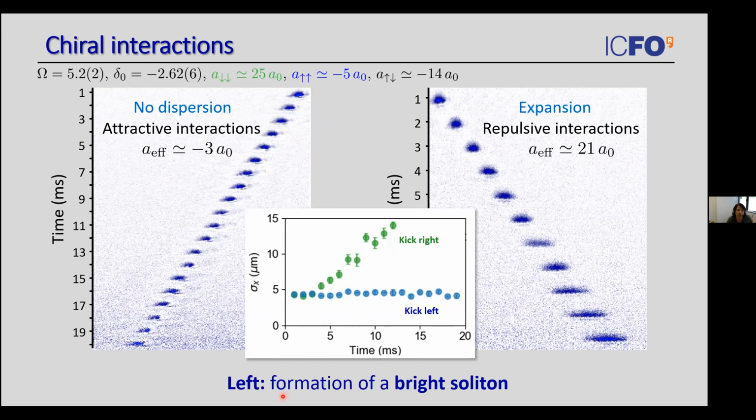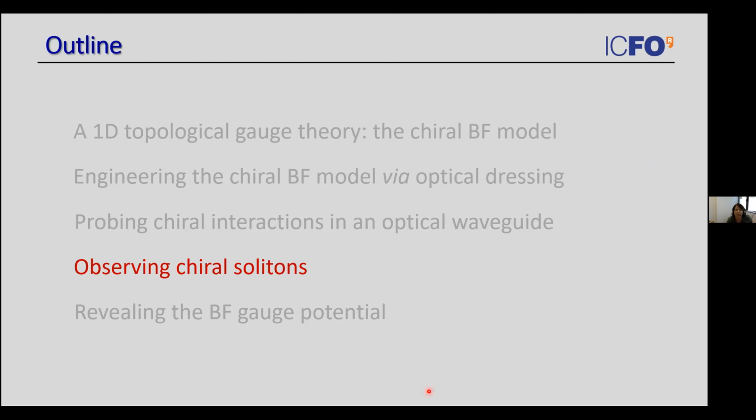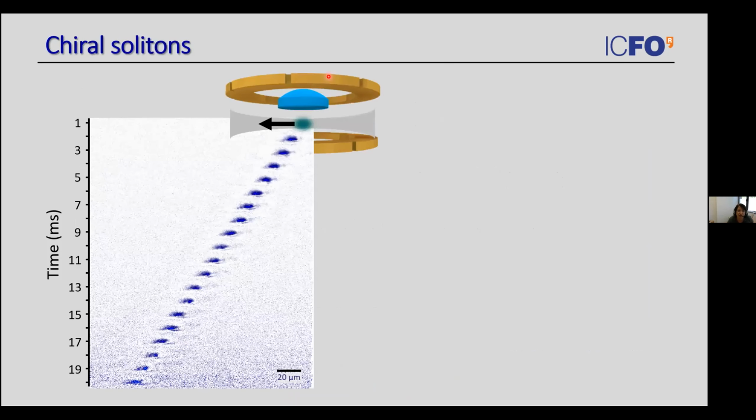And when we move to the left, actually, the fact that the system does not disperse at all during propagation is showing us that we are forming a self-bound state, a bright soliton. Now, I told you that people were interested in this chiral BF theory because it had chiral soliton solutions. So can we say something about this soliton that we create? Is it a chiral soliton?